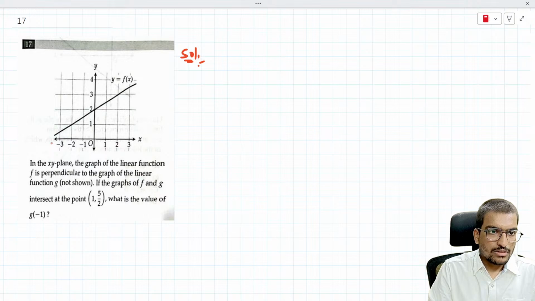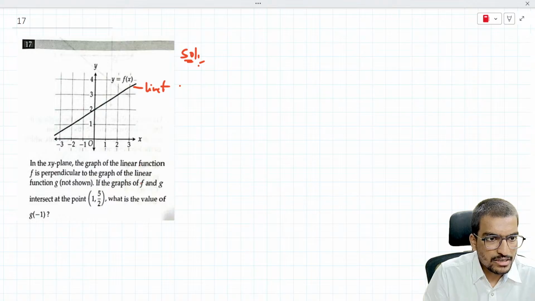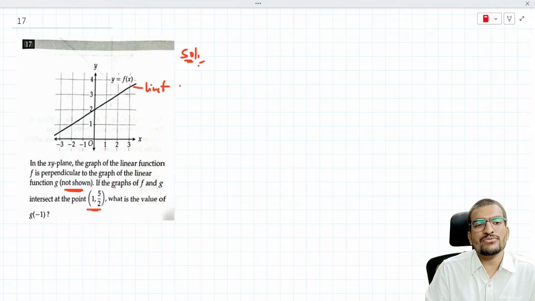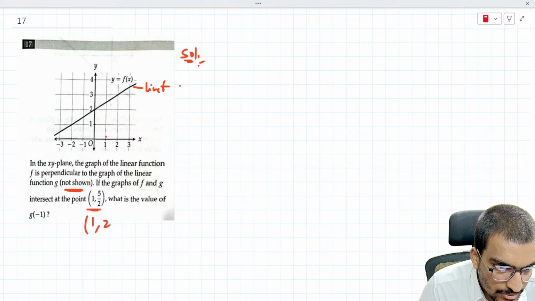Now the given graph. In the xy plane, the graph of the linear function f is perpendicular to the graph of the linear function g. So this is linear function line f. It is perpendicular to g, which is not shown. If the graph of f and g intersect at 1 comma 5 by 2, where is 1 comma 5 by 2? X is 1. 1 comma 5 by 2 means 2.5.